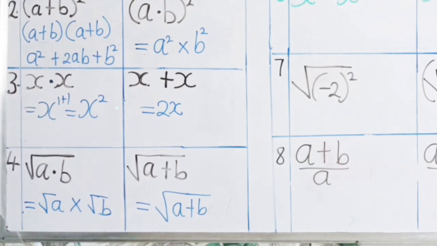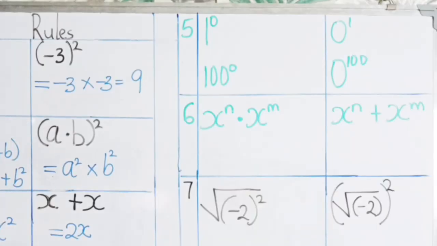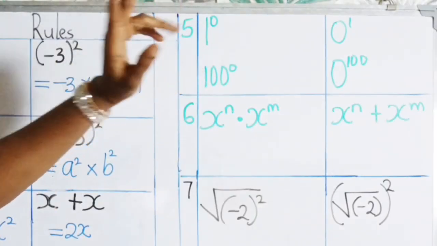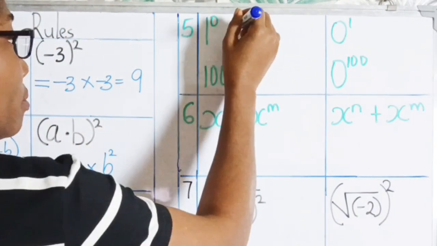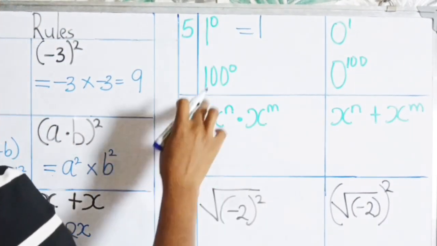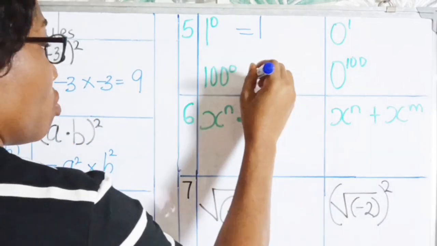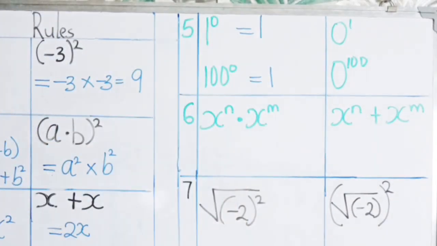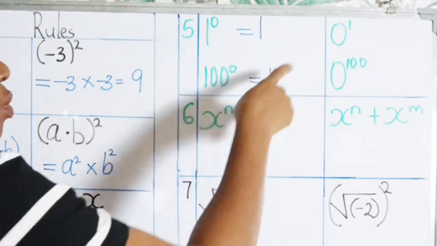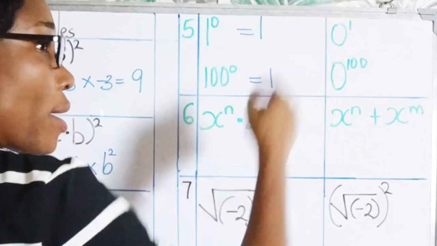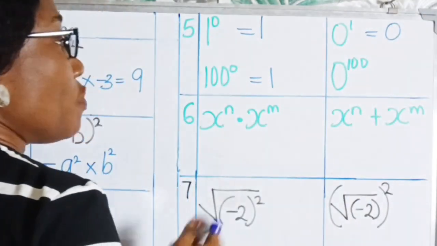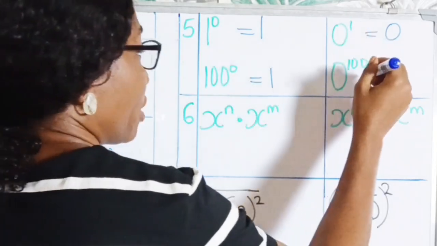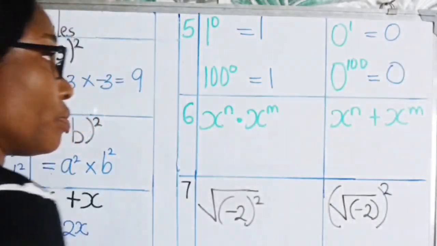All right, so we go to the next part. So here, number 5, we have 1 raised to power 0. Any number raised to power 0 is equal to 1. 100 raised to power 0 will still give you 1. 1000 raised to power 0 will still give you 1. Now, look at the next one. 0 raised to power 1 is 0. Even if you say 0 raised to power 100, it will still give you 0.